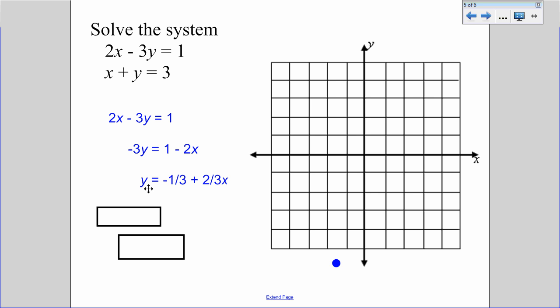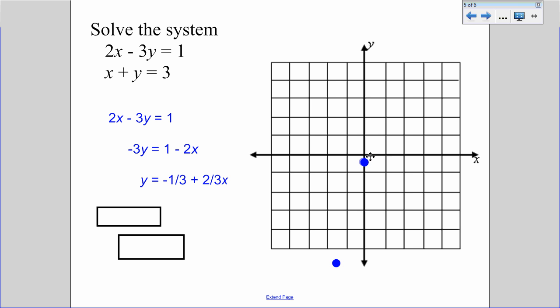And so we get y equals +1 divided by -3 is -1/3. And then -2 divided by -3 is a +2/3 x. So I'm going to start at -1/3. So what I'm doing is putting my point. It is kind of an estimate, but I'm keeping it closer to 1/3 than 1/2. And now what I need to do is count up 2 over 3.